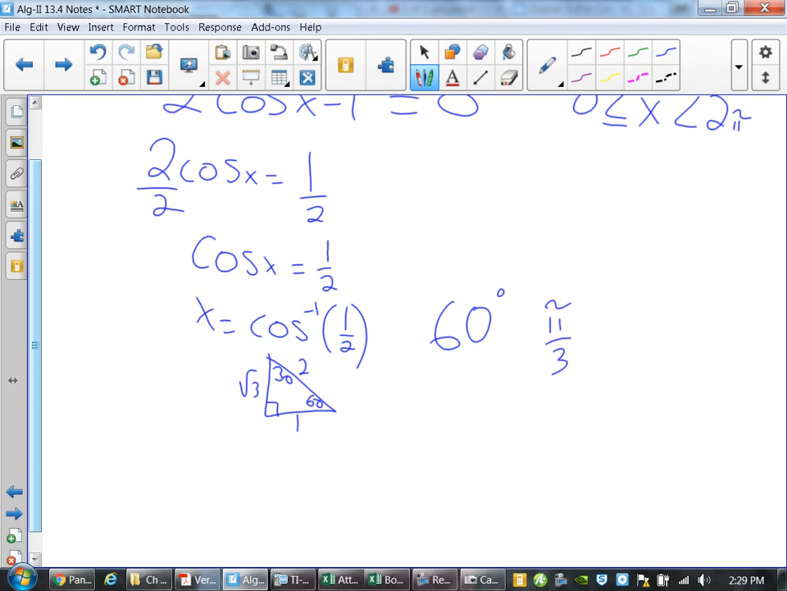Where else is cosine positive within one revolution? In the first and fourth quadrant. Cosine's positive in 2 quadrants, first and fourth. This angle gives me the reference angle within the first quadrant. I know that in the first quadrant, reference angle, 60 degrees. If I go down 60 degrees, what's my terminal side? 300. Otherwise known as pi over 3 less than 2 pi, 5 pi over 3. Very good.